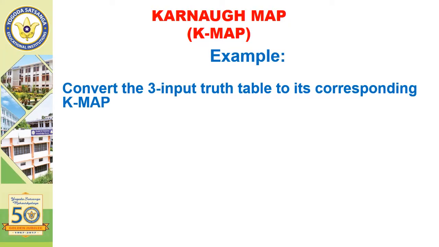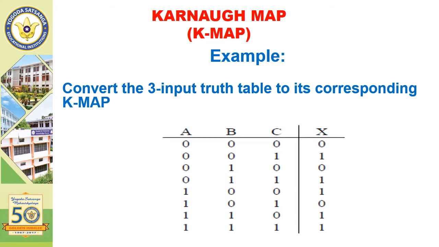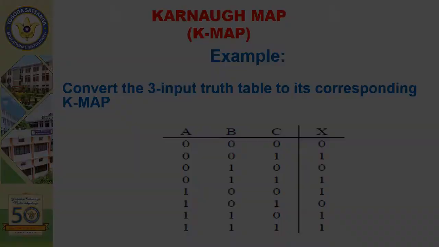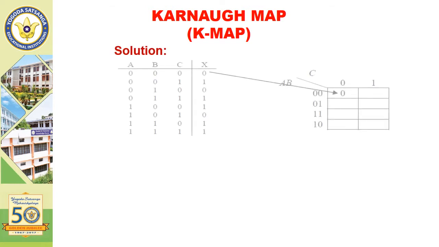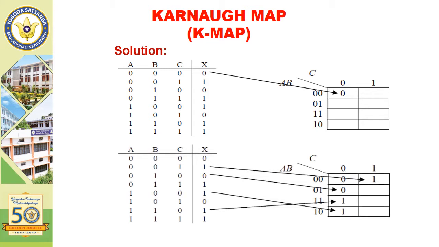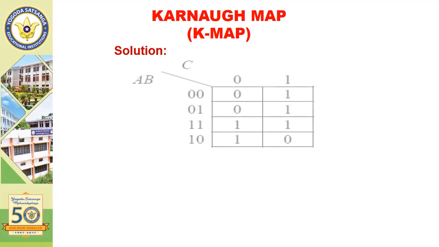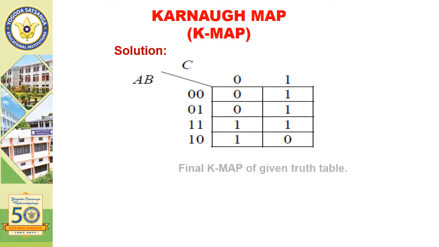We take just an example of a 3 input truth table and its conversion into a K-map. We first start by putting the output variable in its corresponding cell as shown in the figure. After putting all the output variables in the corresponding cells, we get the final result as shown in the figure. This is the final K-map of the given truth table of 3 input variables.